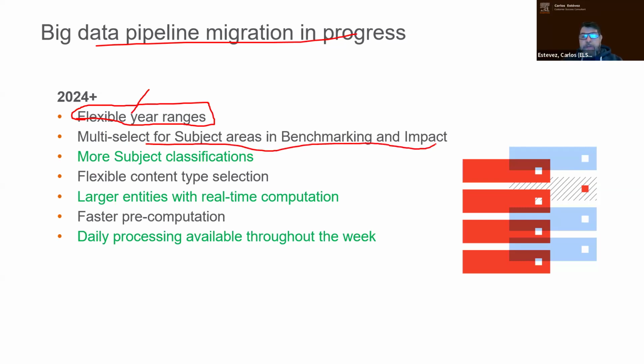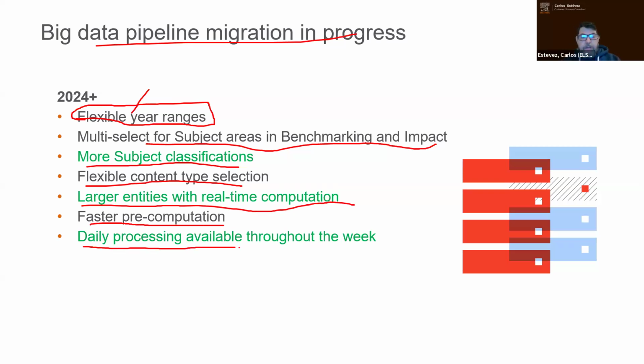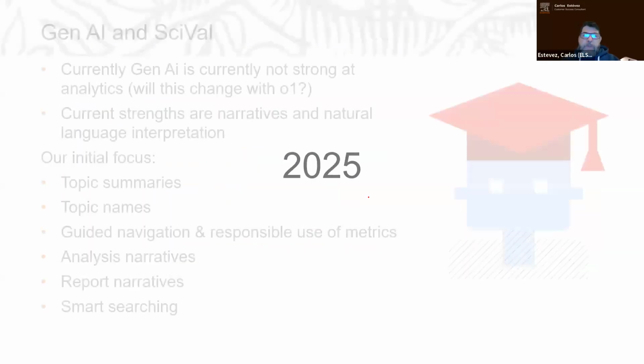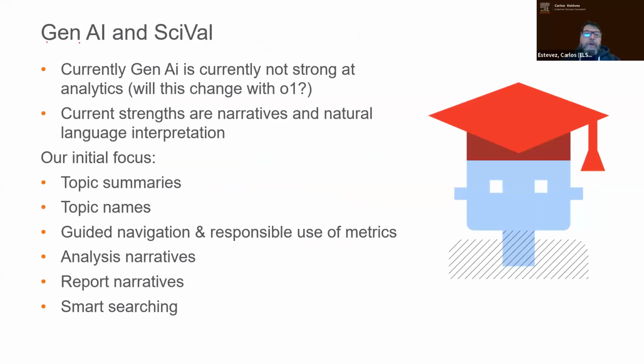Multi-select of subject areas in benchmarking and impact. More subject classifications. We want to make flexible content type selection. We are improving and creating larger entities with real-time computation. This means faster pre-computation, and a lot of work on the back end of the product development, trying to make daily processing through the week. And for next year, we want to start working with generative AI and SciVal.